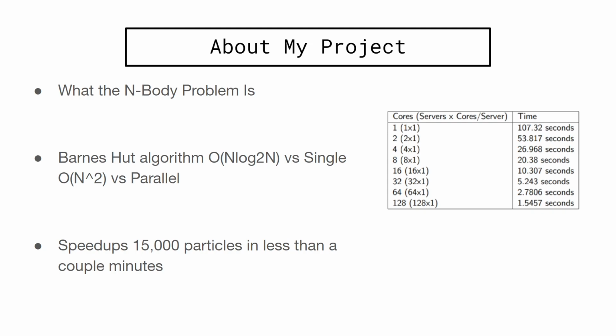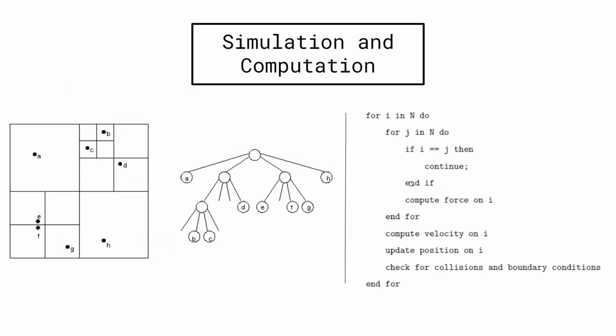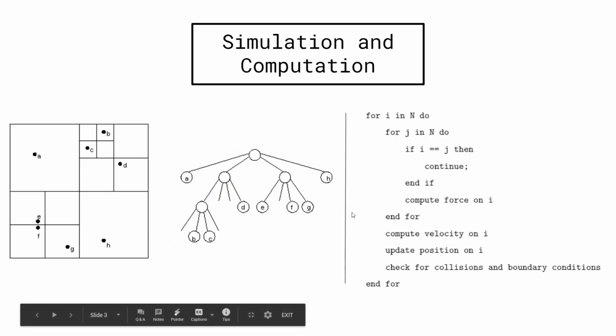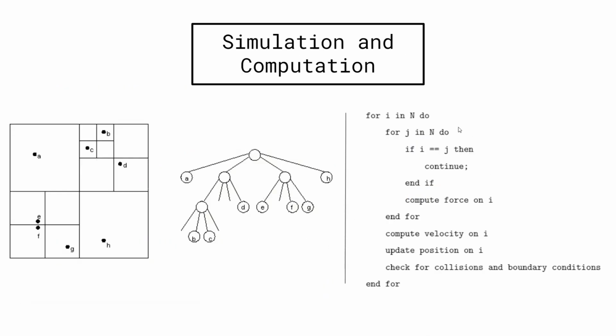So the graph on the right basically shows just a parallel computation, but the Barnes-Hut algorithm actually, in my case, sped up for 15,000 particles in less than a couple minutes. So this is just an extension of what different types of algorithms look like.